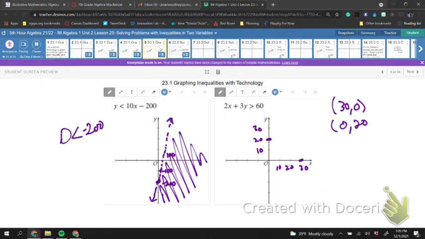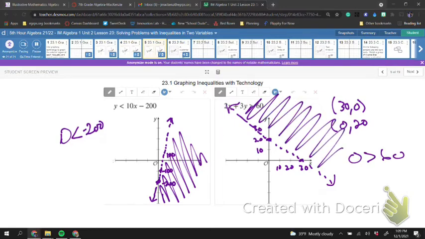Solid or dashed, friends? It's going to be dashed. Okay, and let's test the origin. Is 0 greater than 60? No, so I'm going to shade this side.